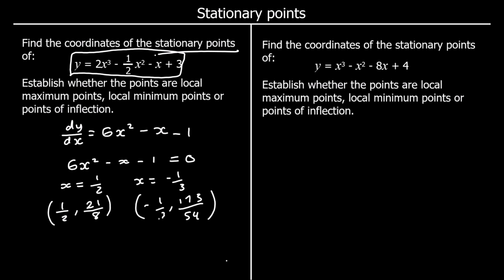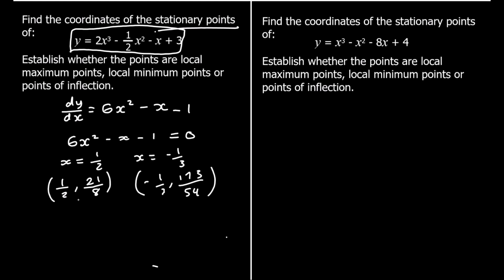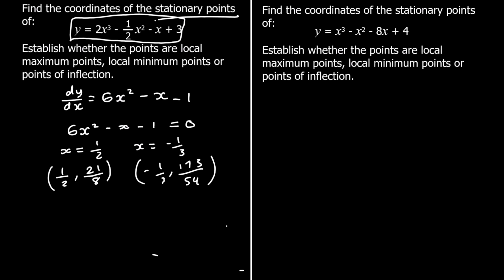Now we need to establish the nature of them, whether each of them are maximums or minimums or a point of inflection. So to do that, we can either look at a point just either side. So we've got x is 0.5 here. If we looked at 0.4 and 0.6 and see what the gradient is either side. So if the gradient goes from negative to positive, it'll be a minimum. And if it goes from positive to negative, it'll be a maximum. Or we can find the second derivative, which I will do.